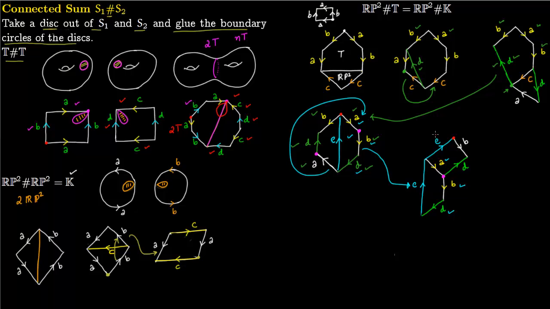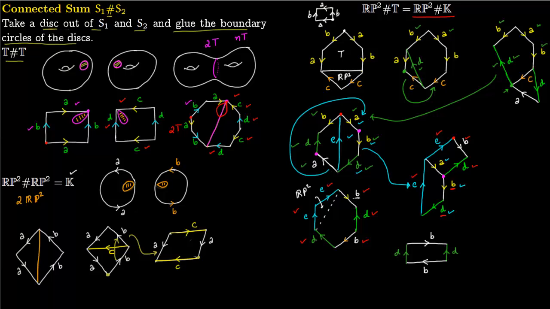So now again we rearrange this. This E and this E are right here, this B is right here, this D is right here, then this B is right here, and the final D is right here. So this is your RP2 connected sum with Klein bottle. So you can see this is RP2. So E is going into E, and the rest is your Klein bottle.